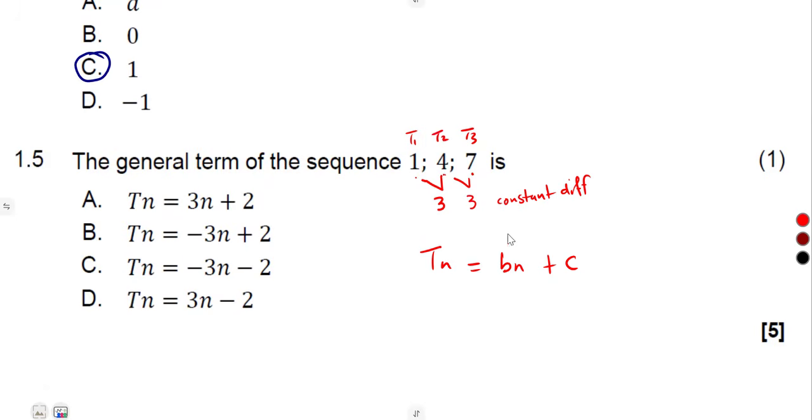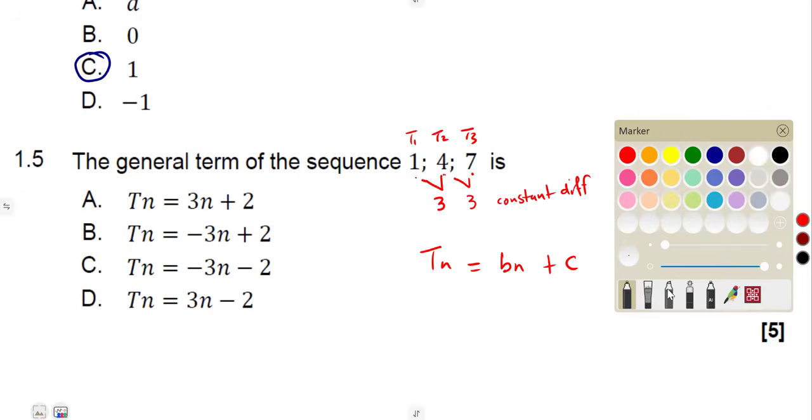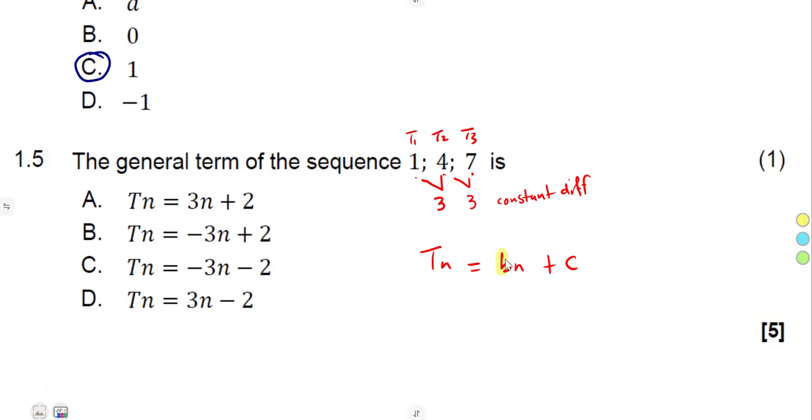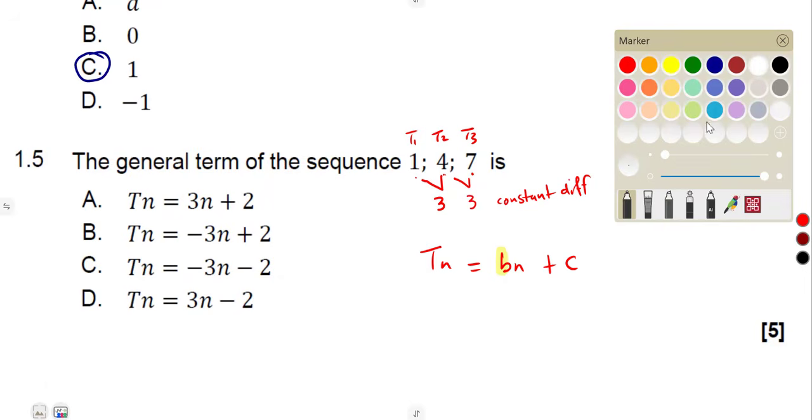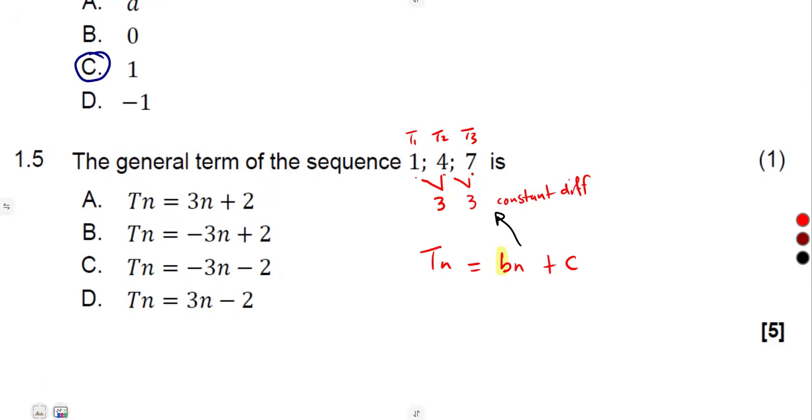So B represents the common difference, or you can even put a D here, or you can put a B, whatever letter that you want, as long as you understand what this represents. This is our constant difference, which is 3. So that's Tn is equal to, in place of B, we're going to put 3. So that's 3n plus C. You must calculate or determine the value of C from any of the terms that you're given. For example, T1 is equal to 1.